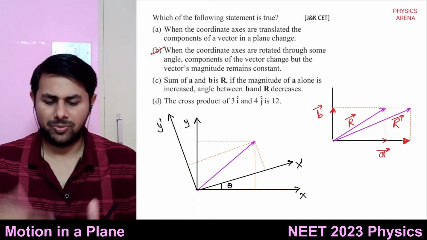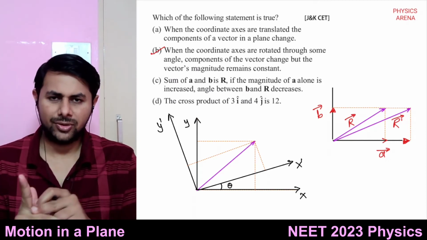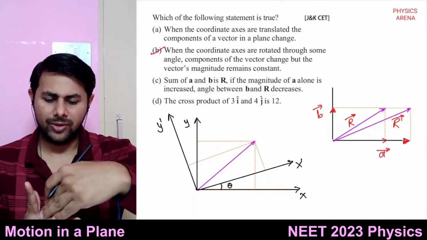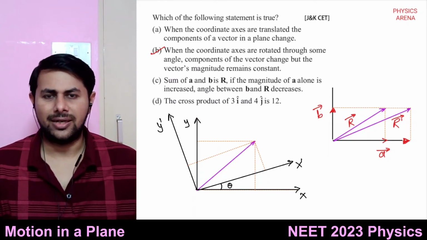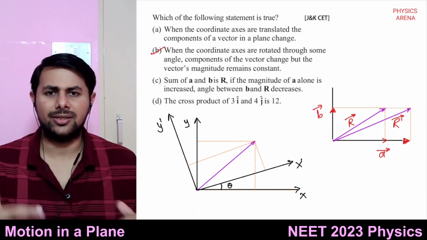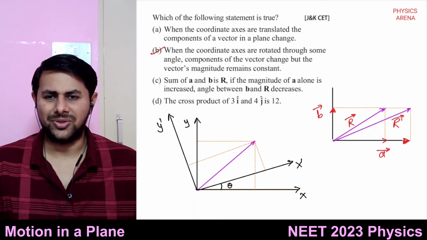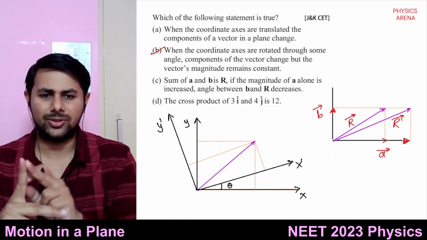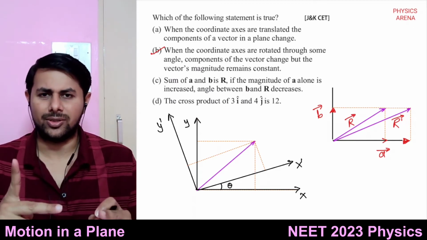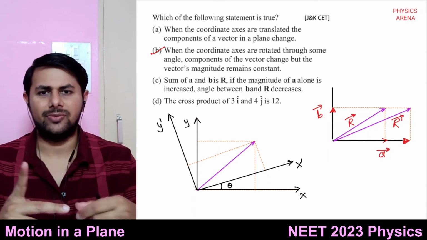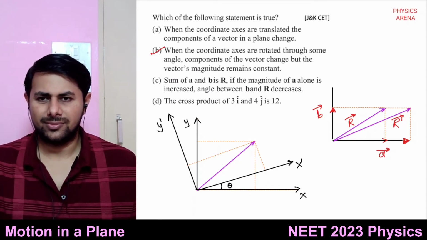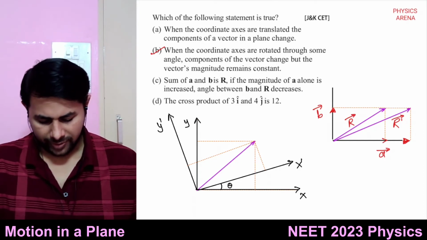So there is a rule of thumb. If there are two vectors and you increase one of them, what will happen to the resultant? The resultant will bend towards the increased vector. That means the angle between the resultant and the increased vector will decrease. You can think of it as forces. There are these two forces. This force is, let's say, 3 newtons, this is 5 newtons. The resultant will be something like this. Now, if you increase this one, the resultant will bend along this increased force. So that's why this is incorrect.